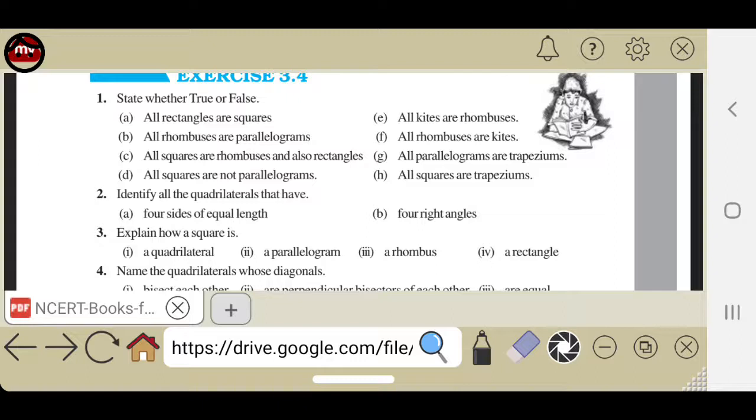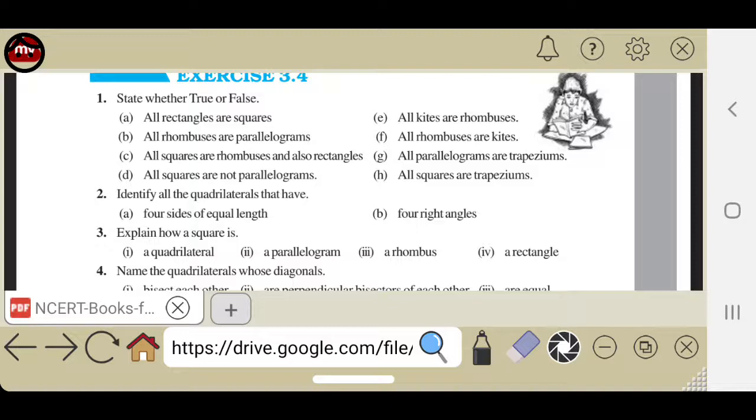Next, all kites are rhombus? No, sorry, B question: all rhombus are parallelograms. Yes, correct. Every rhombus is also a parallelogram. Next, all squares are rhombus and also rectangles. Yes, all squares are rhombus and also rectangles. Then, all squares are not parallelograms. Wrong. All squares are parallelograms themselves.